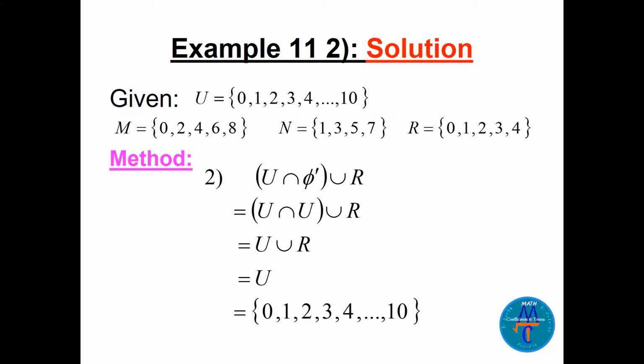Let's see carefully. Phi prime, I mentioned before, phi prime is U, because phi is the empty set. What will make it complete to make it U? It is U. U intersection U is U. U union R, R is a small set, so U union R is U. So the answer is U: 0, 1 until 10.